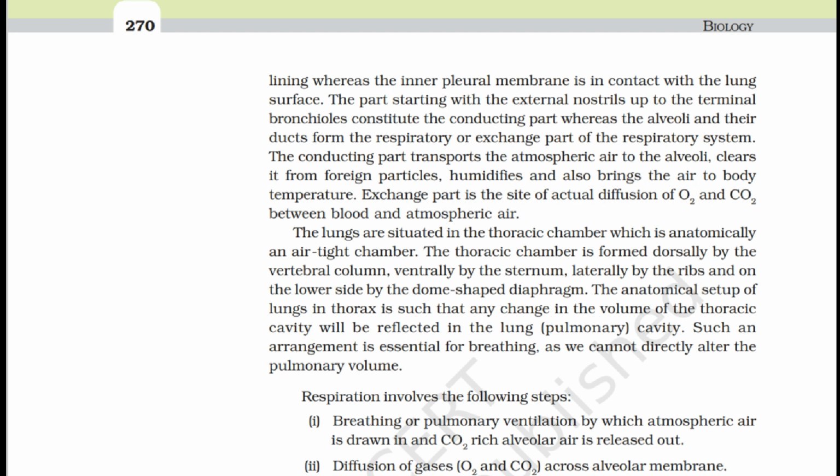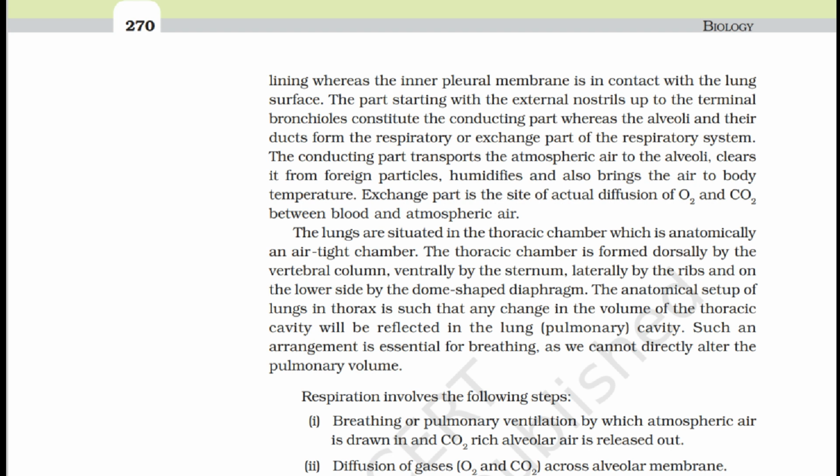The lungs are situated in the thoracic chamber, which is anatomically an airtight chamber. The thoracic chamber is formed dorsally by the vertebral column, ventrally by the sternum, laterally by the ribs, and on the lower side by the dome-shaped diaphragm. The anatomical setup of lungs in thorax is such that any change in the volume of the thoracic cavity will be reflected in the lung, pulmonary cavity. Such an arrangement is essential for breathing, as we cannot directly alter the pulmonary volume.